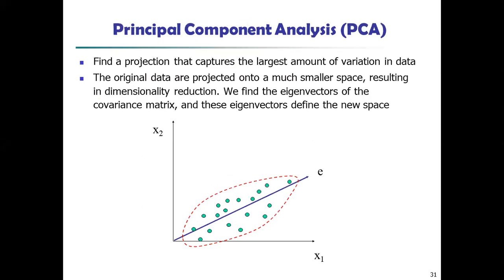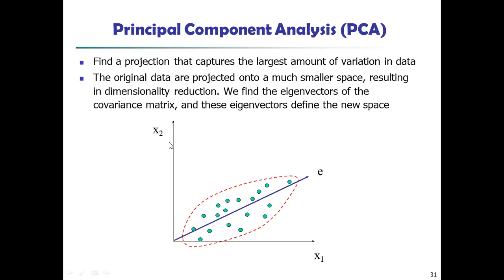And the next one is principal component analysis, that is PCA. Find the projection that captures the largest amount of variation in data. The original data are projected onto a much smaller space, resulting in dimensionality reduction. We find the eigenvectors of the covariance matrix, and these eigenvectors define a new space.